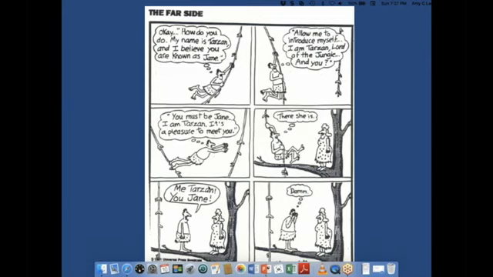So Gary Larson, Far Side cartoon, he captures beautifully the impact of regulation on communication. So Tarzan's getting ready to go on a blind date with Jane, and he's swinging and he's getting closer to her, and he's really got some beautiful language here, right? So he's like, okay, how do you do? My name is Tarzan.